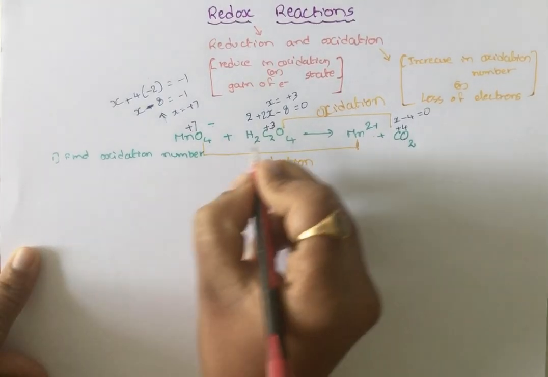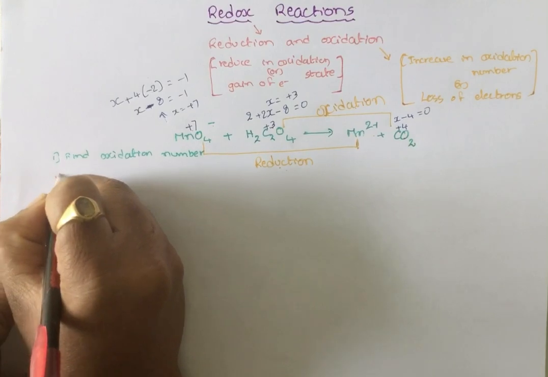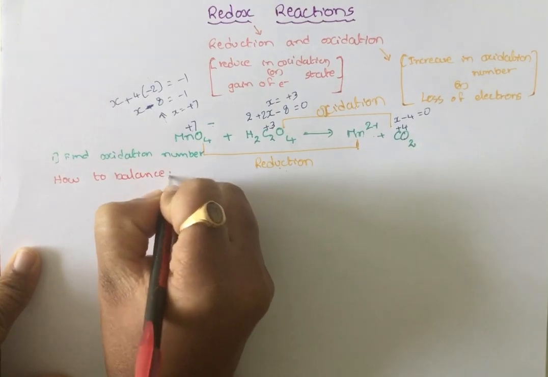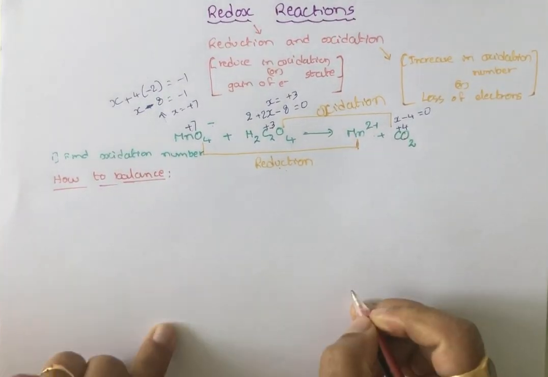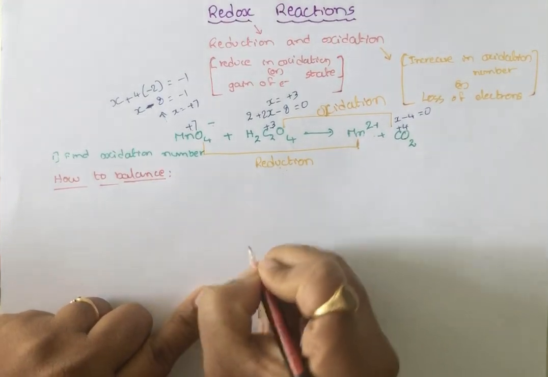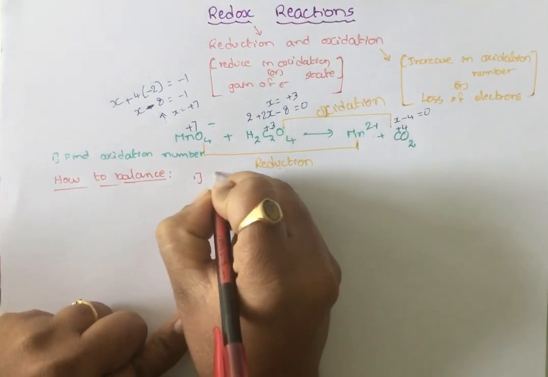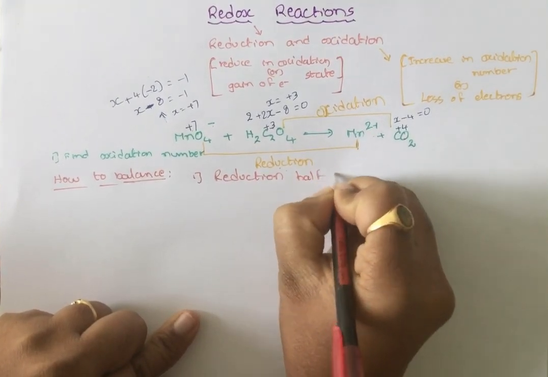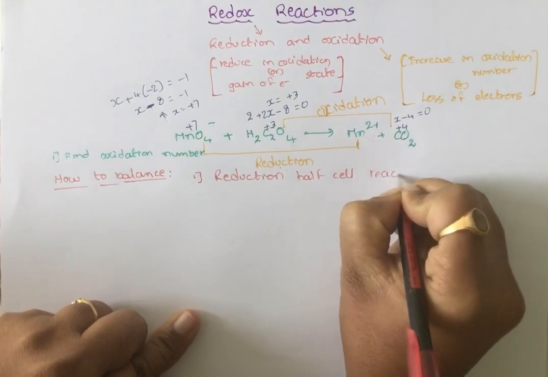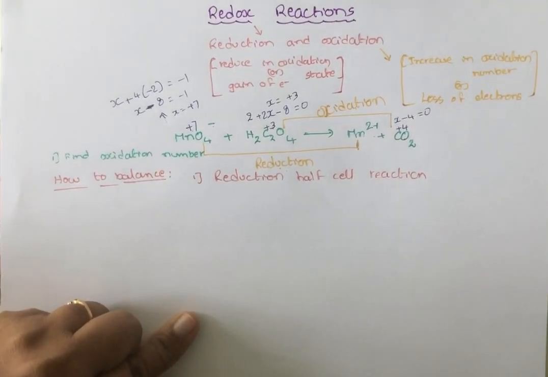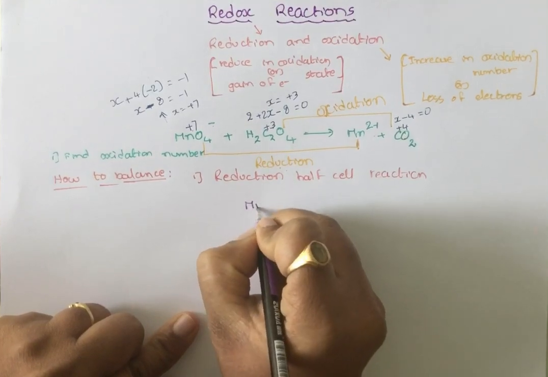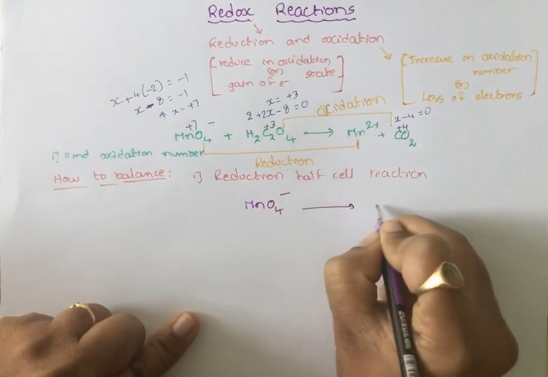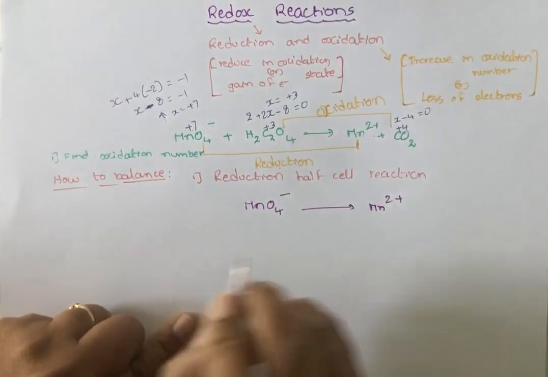Now let us see how to balance this reaction. It's not a balanced reaction. How to balance a redox reaction? I will give you a simple trick. First, you write two individual half cell reactions. First, I am using the reduction half cell reaction. What is the reduction reaction here? Potassium permanganate is converting into Mn2+. Don't write anything else, only write this.